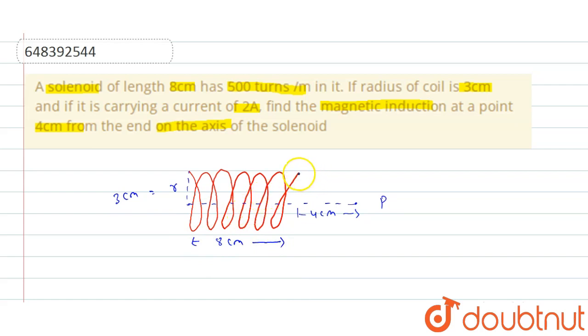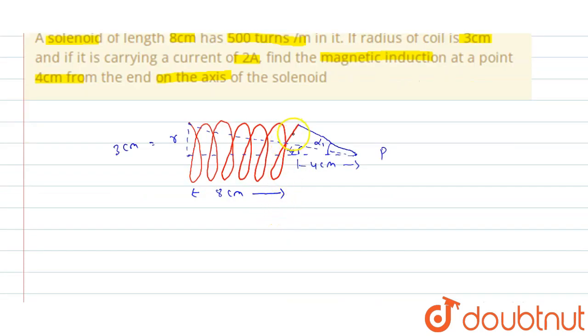Now suppose students, with this end, the point P makes an angle alpha 1. This is angle alpha 1. Now let us draw a line from the other end to the point P, and let us suppose this angle is alpha 2. This angle is alpha 2. Again let us draw a perpendicular here also. Let us consider this is point A, this is point O, this is point B, and this is point O dash.